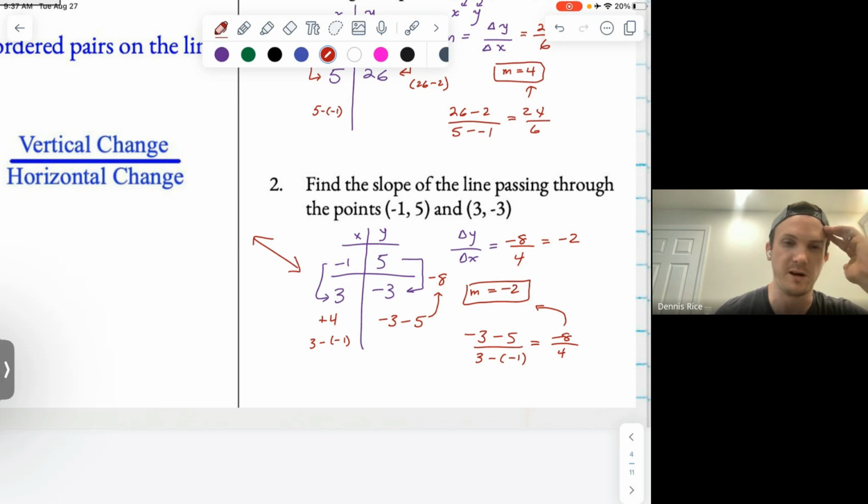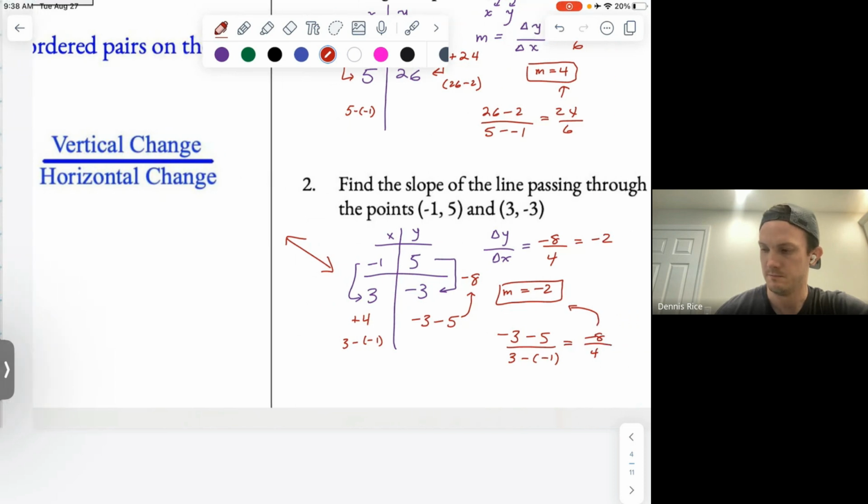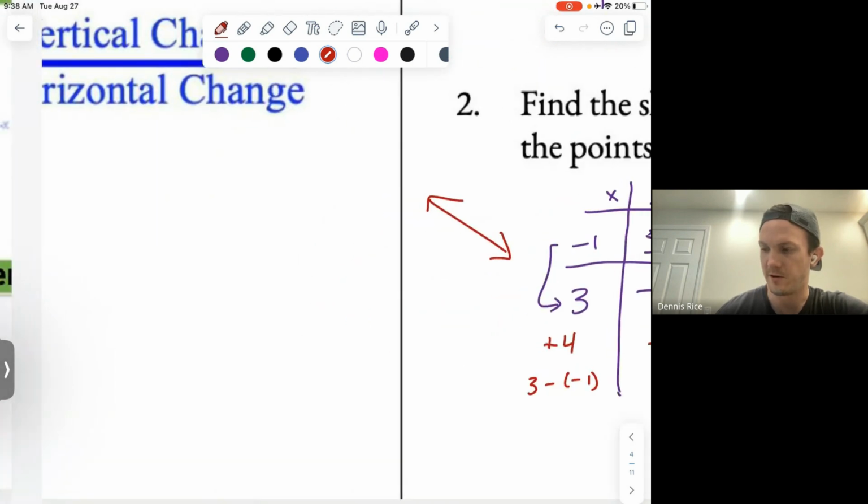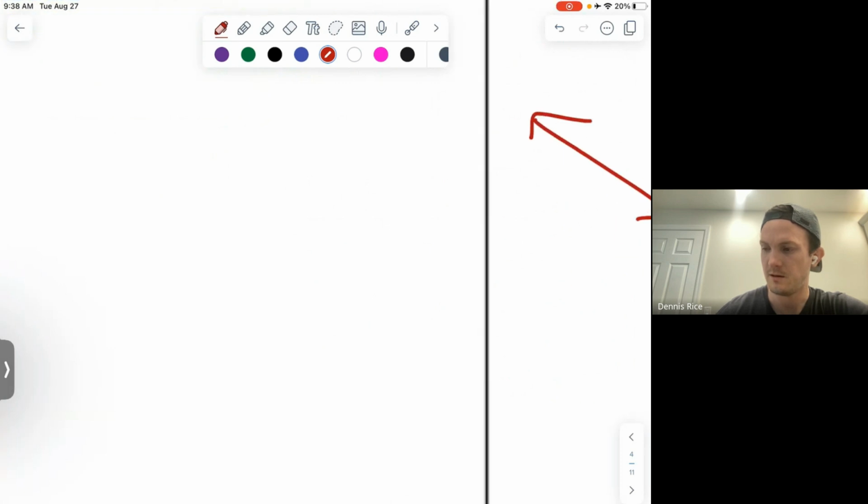Let's talk about those. Why are they called that, right? So let's start with the vertical line. Sometimes people forget what vertical versus horizontal means. We said this slope is undefined.